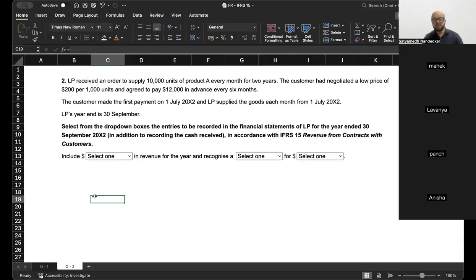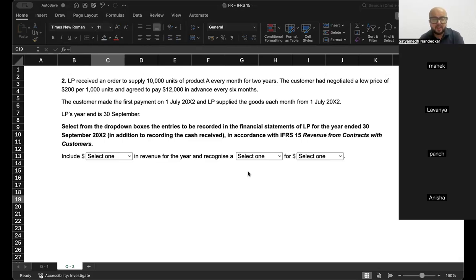Select from the drop-down boxes entries to be recorded in the financial statements of LP for the year ended 30th September 2002 in addition to recording the cash received as per IFRS 15 revenue from contract with customers. This is quite an interesting one. I would call this medium, थोड़ा सा leaning towards difficult. ठीक है. LP received an order to supply 10,000 units of product A every month for 2 years. The customer had negotiated a low price of 200 per 1,000 units and agreed to pay 12,000 in advance every 6 months.